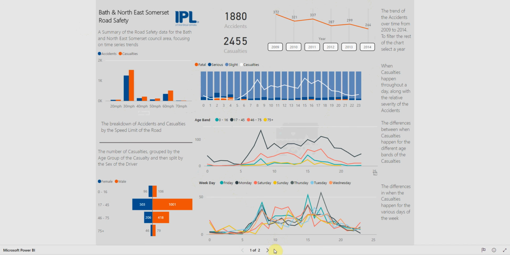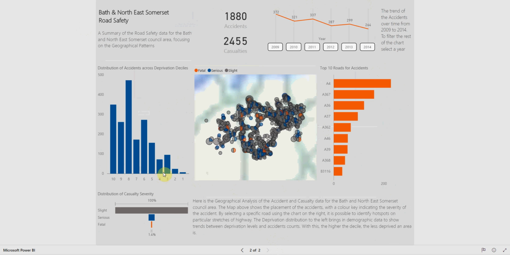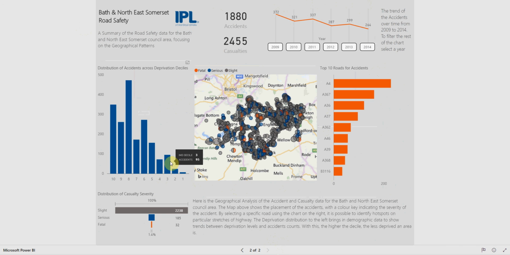On the second page of our report, we look at where accidents are happening. This allows us to see Power BI's excellent mapping functionality. Here we have all accidents plotted on a map and color-coded by severity. As there are a lot of data points, it is a bit hard to see what's going on.